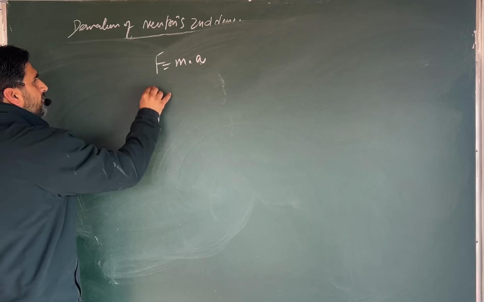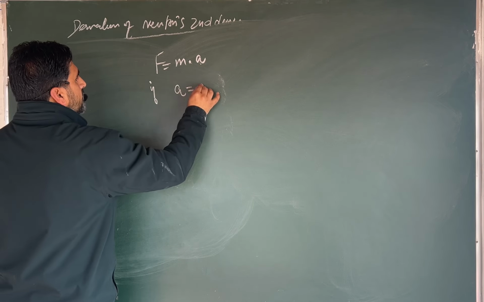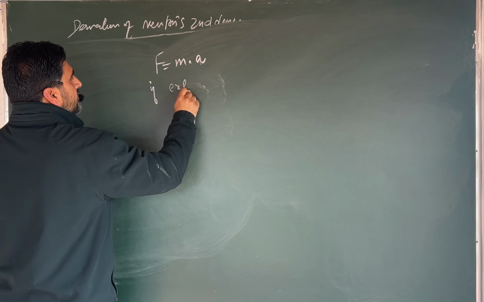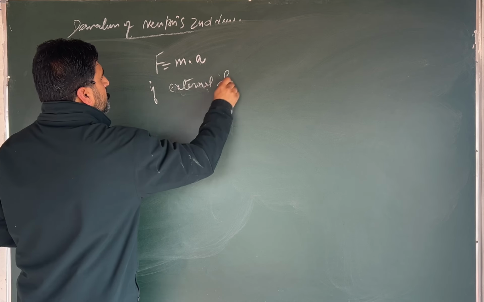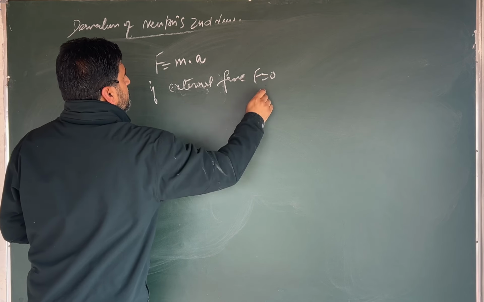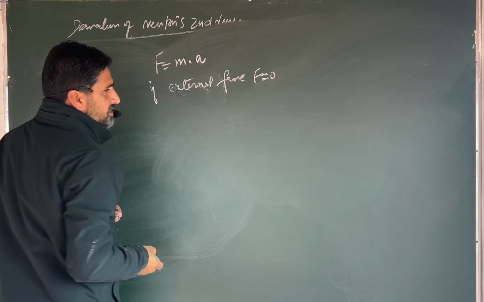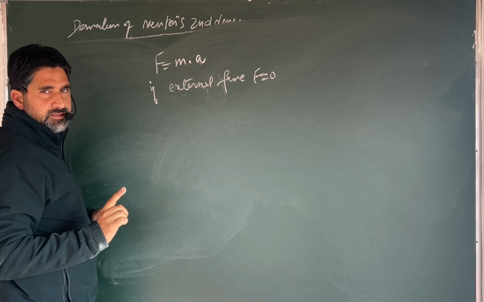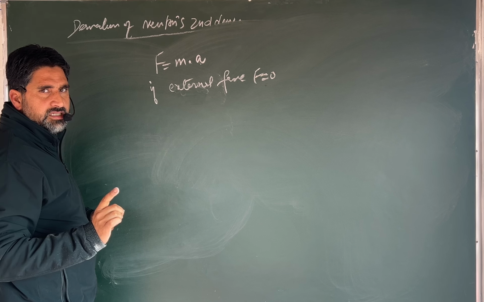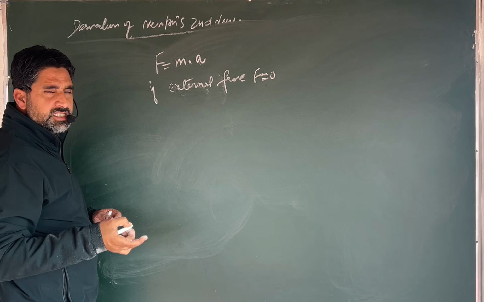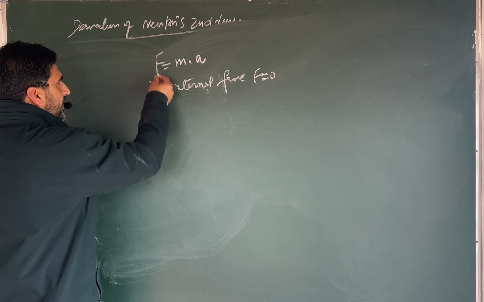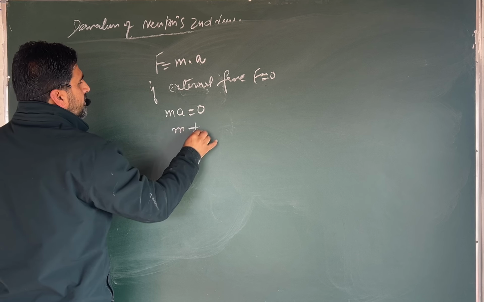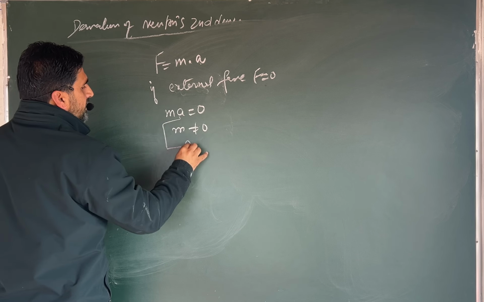So if acceleration is equal to 0, if external force is 0, that is F is equal to 0, because when there is change in momentum, the change in momentum takes place due to applied force, due to external force. So when there is no external force, there is no change in momentum. So when F is 0, your ma is equal to 0. m cannot be equal to 0. This means a is equal to 0.